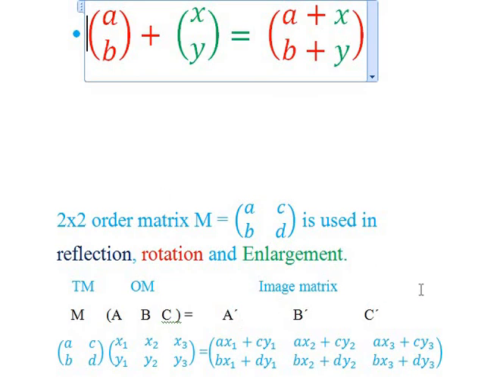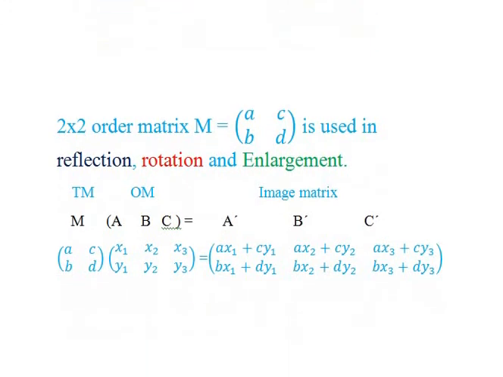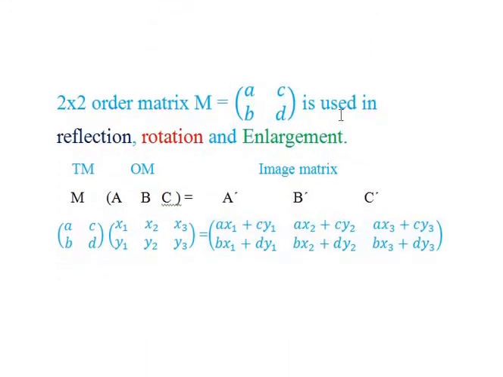Look here: the 2 by 2 order matrix used for reflection, rotation. Here is the transformation matrix M and the object matrix A, B, C. When we multiply these two, we get the image of A, B, C. We apply the usual matrix multiplication rule here. You have already done that in the matrix chapter.